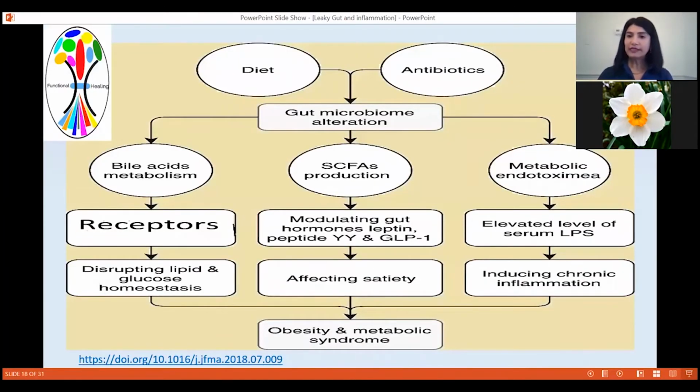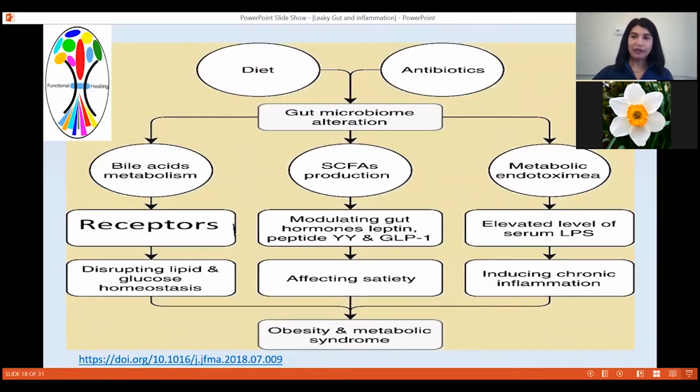There are three ways in which gut bacteria can actually cause obesity. The first pathway is chronic inflammation. If you remember, in leaky gut, gut bacteria can release toxins, and one of the most important toxins that you will often hear of is LPS. That toxin enters the bloodstream and causes inflammation. And that inflammation leads to obesity or weight gain.